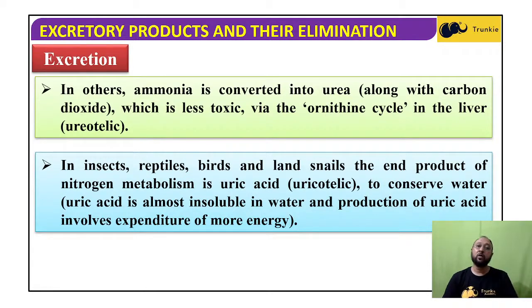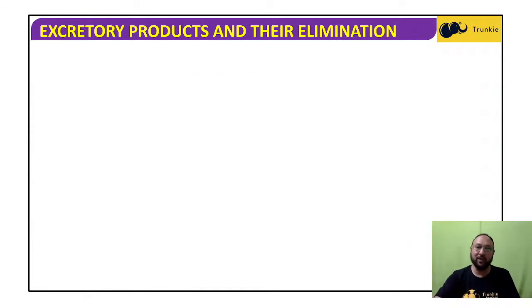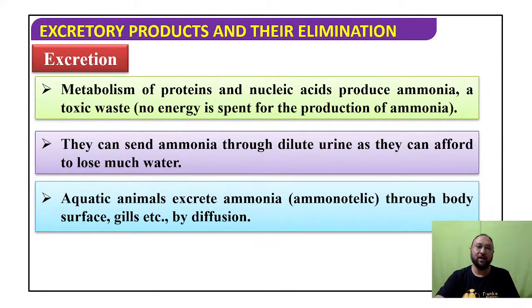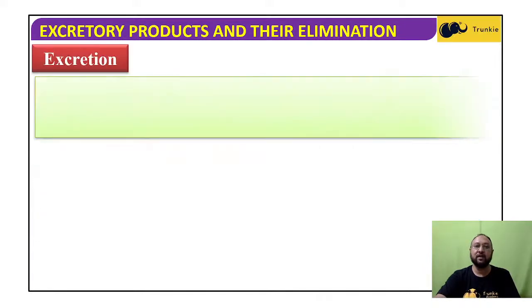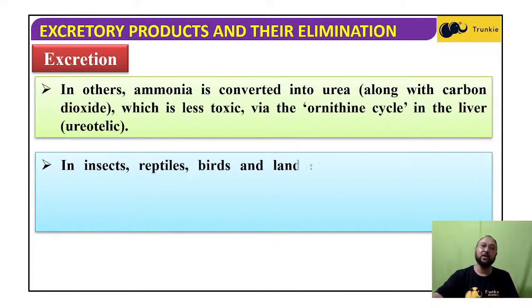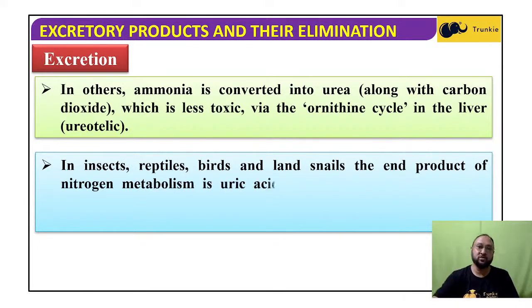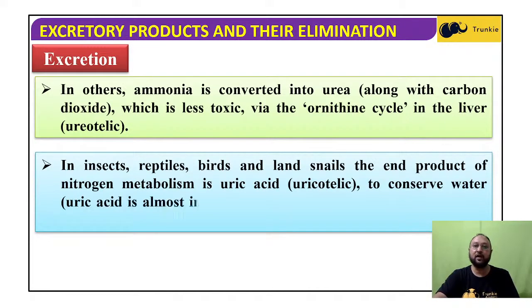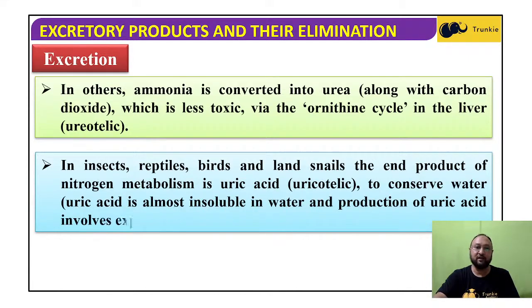They are the uricotelic. So you can see, first one is the ammonotelic, like in aquatic animals. In fishes, ammonia is directly diffused out. Another type is the ureotelic, where ammonia is converted into less toxic urea via the ornithine cycle. And in insects, reptiles, birds, and land snails, the end product of metabolism is uric acid. They are called uricotelic. Uric acid is almost insoluble in water, and production of uric acid involves expenditure of more energy.